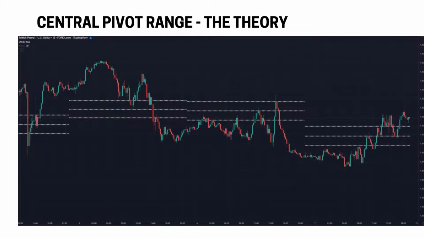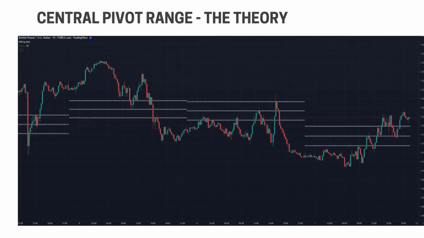Here's a very quick example using GBP USD, the FX pair, on a 15-minute chart window. Now you can see those three dashed white lines. The central one is the pivot point, and the one above and one below, that's the BC and the TC line. And we're going to work out how we dissect and translate what that's telling us in a minute.